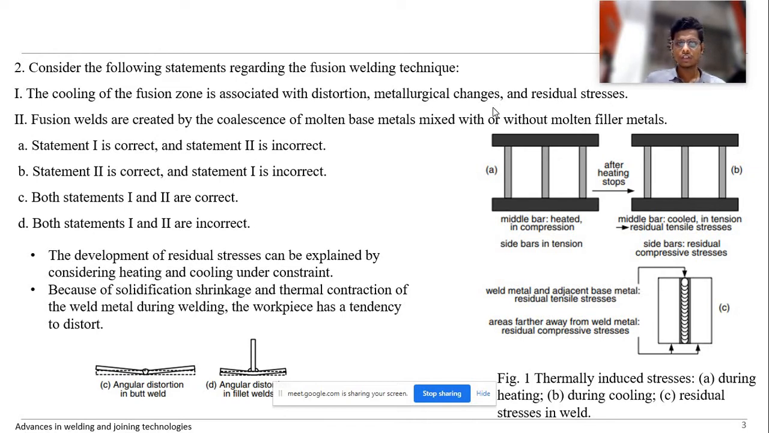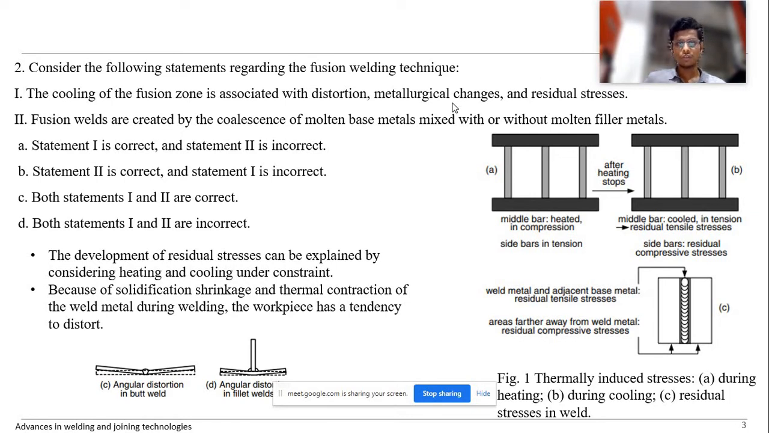I will wait for 2 seconds. If anyone comments, or else I will start to explain. During welding, because of the arc or any heat generation, the molten pool gets melted and joining happens. After joining, the cooling happens because of convection and radiation losses. During cooling, what is the statement? The cooling of the fusion zone is associated with distortion, metallurgical changes, and residual stresses.